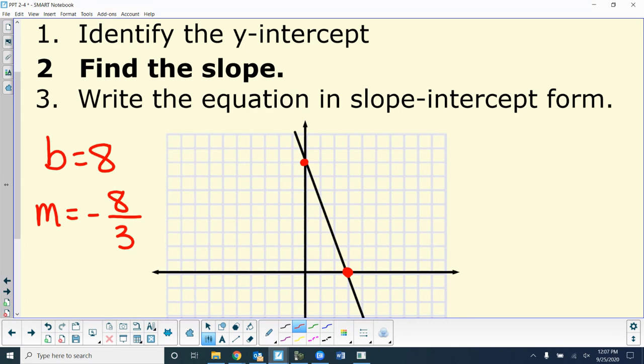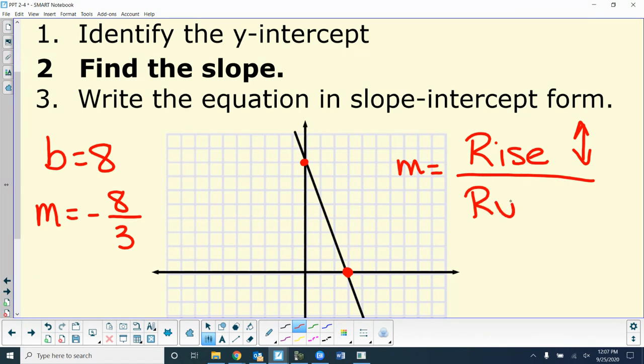Autumn, couldn't you go over 3, down either? You could, but remember, it's rise over run, right? And rise is up and down, right? So if you want to count over 3 first, that's okay, but remember, it goes in the bottom. I don't care which one you count first, but just remember, the one that you're counting up and down is in the top, and the one you're counting right and left is in the bottom. Okay?